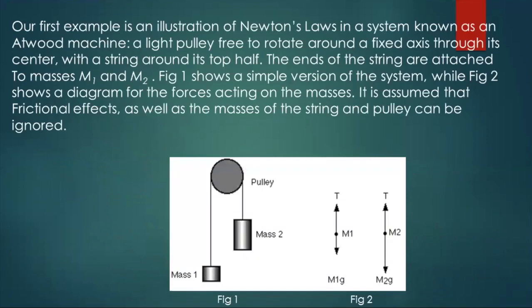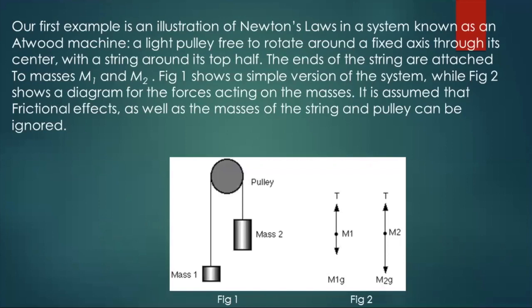My first example is going to be an illustration of Newton's laws in a system that is known as the Atwood machine, which consists, as you see in figure 1, of a very light pulley on a nearly frictionless axle. Then you pass a string through the pulley, and on one end you attach one mass, and on the other end the other mass.